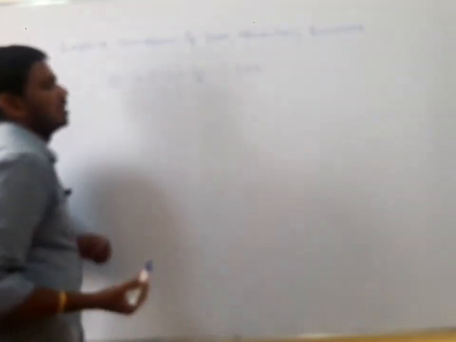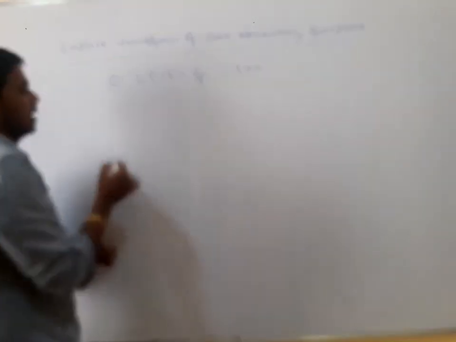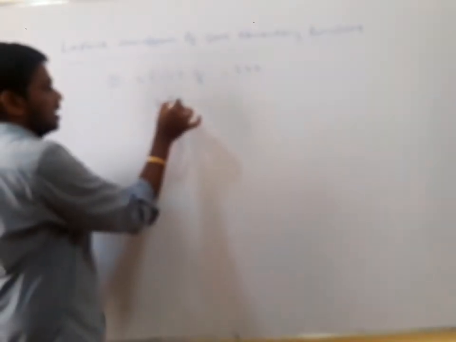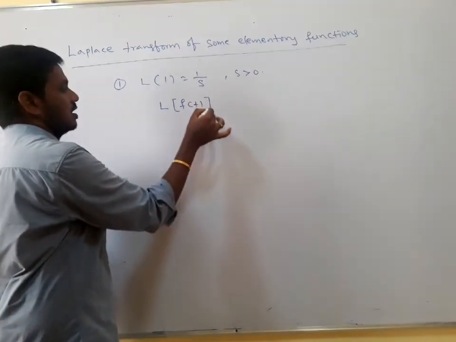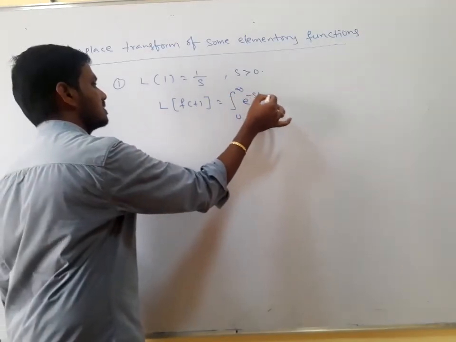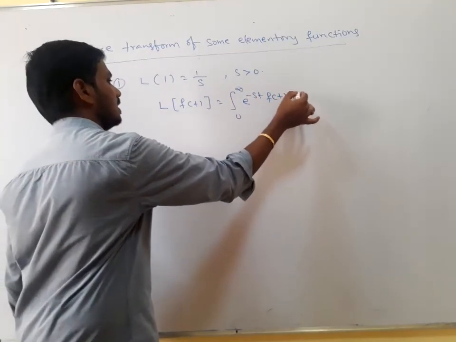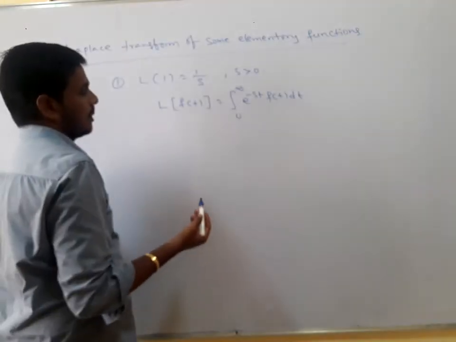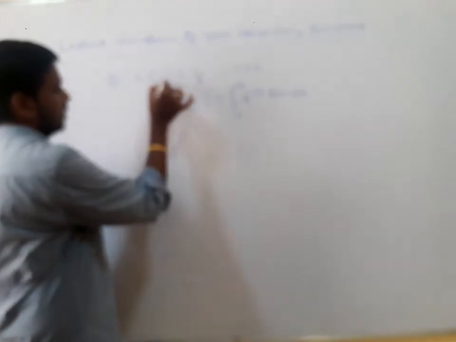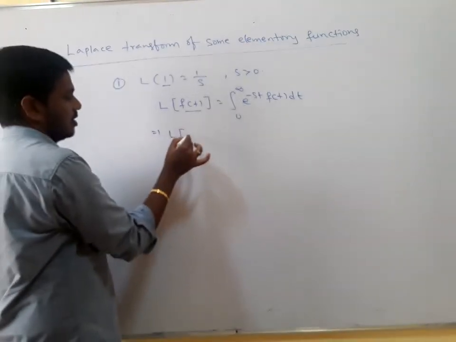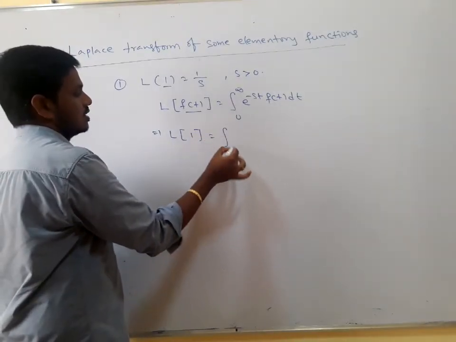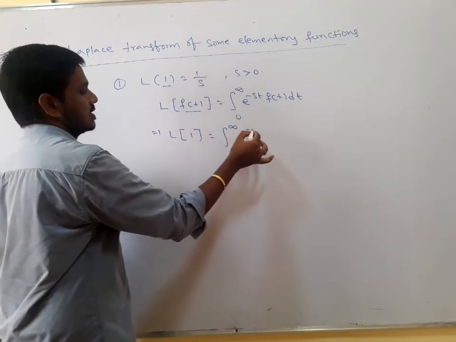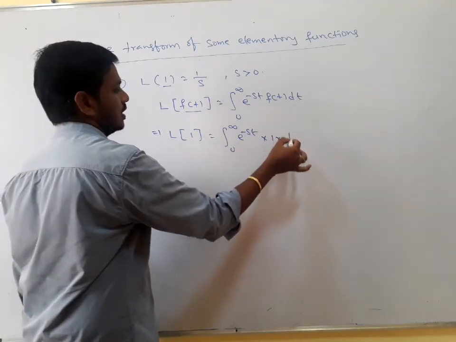Here, from the definition of the Laplace transform, you know that the Laplace transform of f of t is equal to the integral from 0 to infinity of e to the power of minus st f of t dt, where s is greater than 0. Now I am going to take f of t as 1, which implies the Laplace transform of 1 is equal to the integral from 0 to infinity of e to the power of minus st into 1 dt.